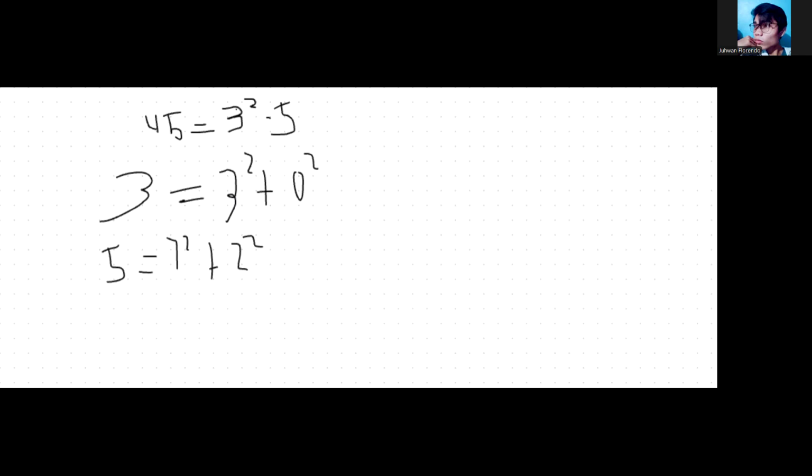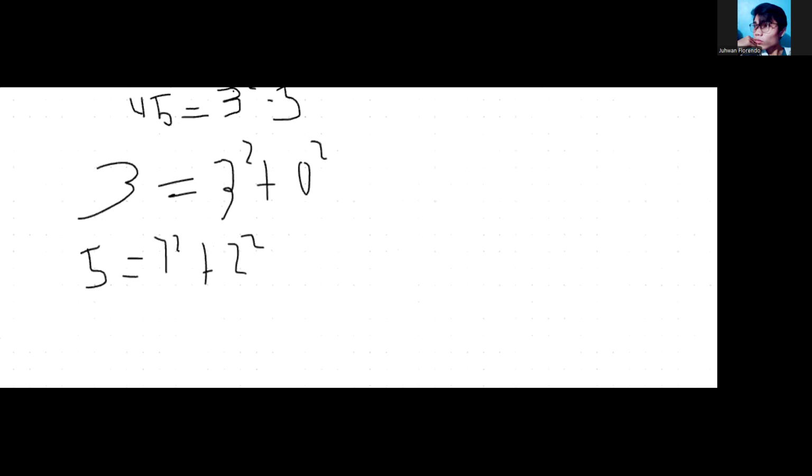So let's recall, step 1 is factorization, which is 3 squared multiplied by 5. Next is identify the forms 4k plus 3, and 3 is a form of 4k plus 3 with an even exponent, and express this as smaller sums of squares. So we have here 3 squared plus 0 squared is equal to 3, and 1 squared plus 2 squared is equal to 5. Now use the Brahmagupta-Fibonacci identity. So our A here is 3, B is 0, C is 1, and D is 2. So A, B, C, D.